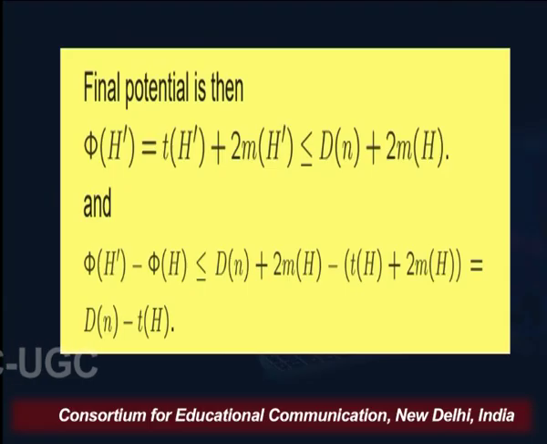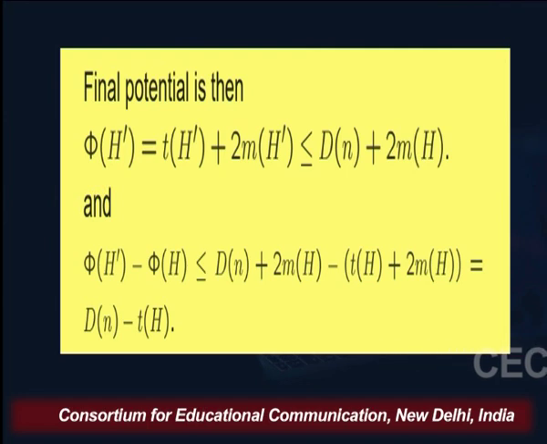And when we are subtracting phi of h, phi of h dash minus phi of h is going to be less than or equal to d of n plus 2 of m h minus T of h plus 2 of m h. If you solve this expression, it is going to be equal to d of n minus T of h, because these are the two terms which are left after cancelling 2 m h in the first term and 2 m h in the second term.